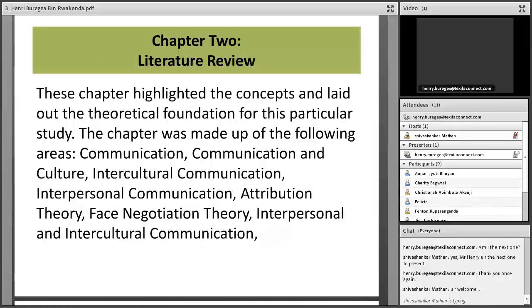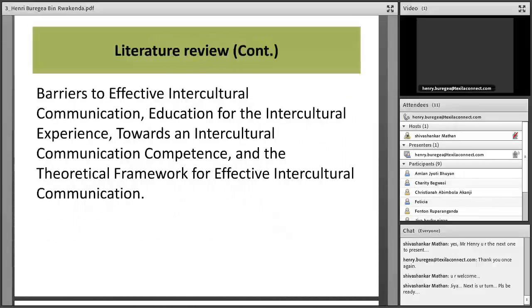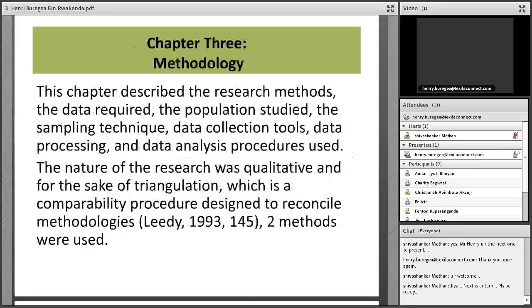We also did a review of literature, and we focused mainly on communication, communication and culture, intercultural communication, interpersonal communication, attribution theory, and face negotiation theory, as well as interpersonal and intercultural communication. Also, barriers to effective intercultural communication, education for intercultural experience with intercultural communication competence, and the theoretical framework for effective intercultural communication. So we listed some barriers, and that was to help us come up with a new model.